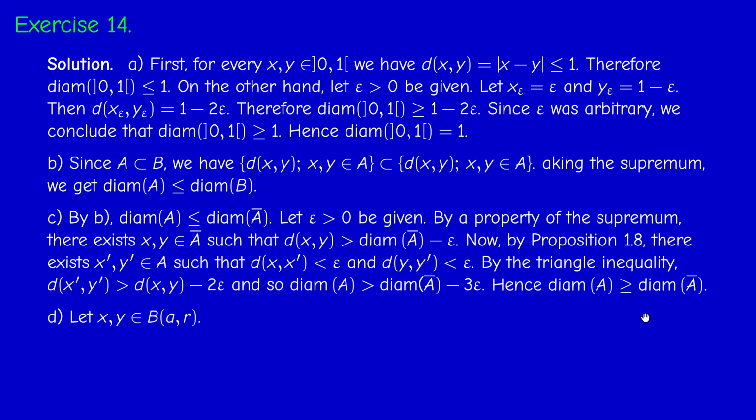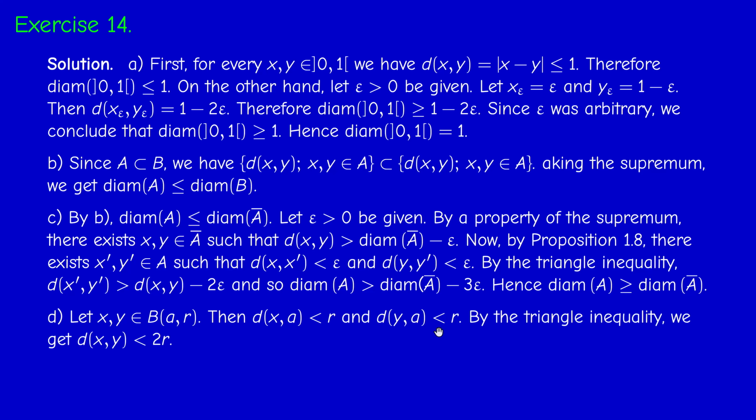Okay. Question D, the diameter of a ball of radius r. This is straightforward, because if we pick any two points x, y in the ball, the distance to the center is less than r. So d(x, a) is less than r and d(y, a) is less than r. So by the triangle inequality, d(x, y) is less than 2r.